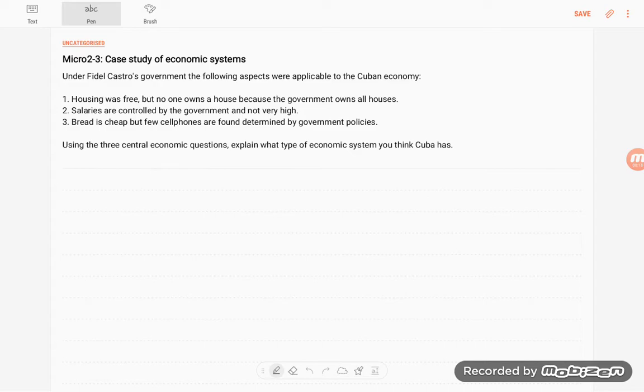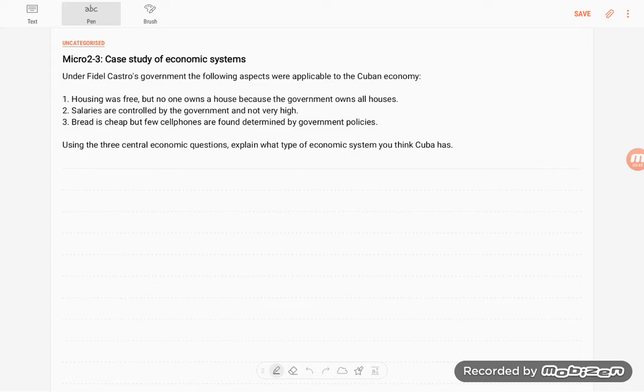Housing was free, but no one owns a house because government owns all houses. Salaries are controlled by the government and not very high. Bread is cheap, but few cell phones are found, and it's determined by government policies. Using the three central economic questions, explain what type of economic system you think Cuba has.